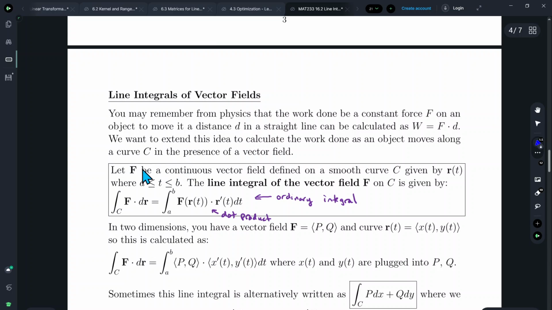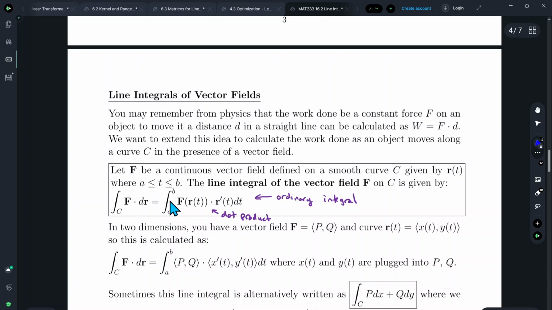How we actually perform the calculation is described here. We have a vector field that's continuous. That just means that the components of the vector field are continuous functions, and the curve C should be smooth, or at least piecewise smooth. If we parameterize the curve C with this vector function r of t, then we can set up the line integral of the vector field through this ordinary integral described here.